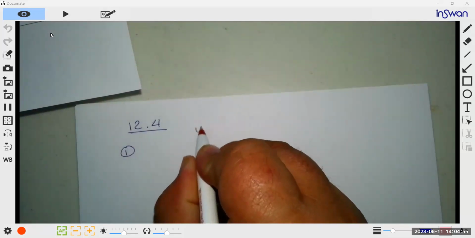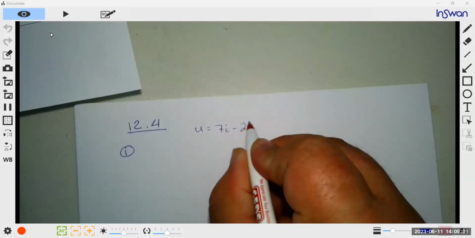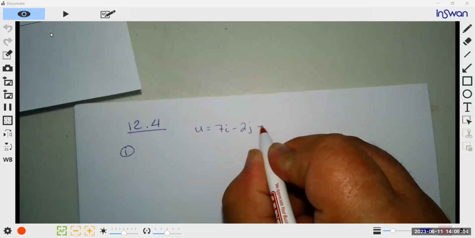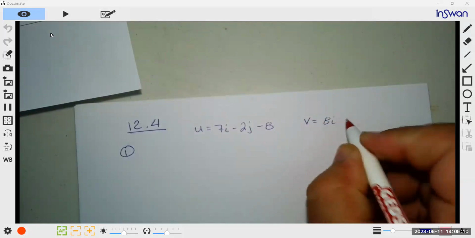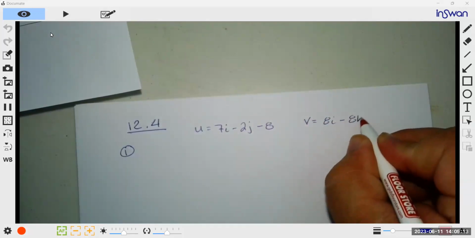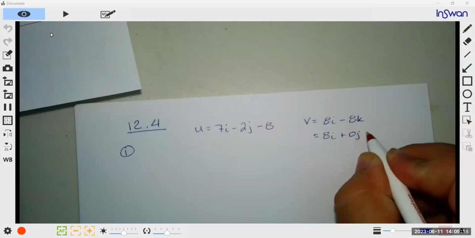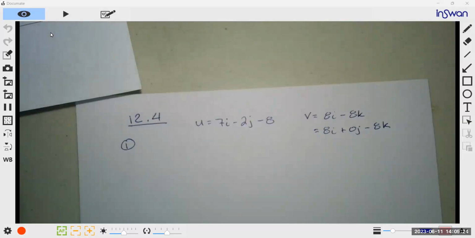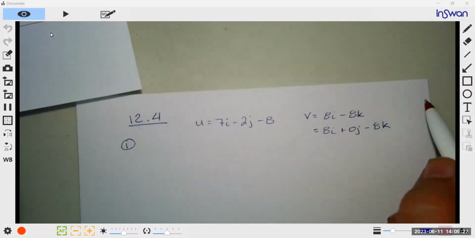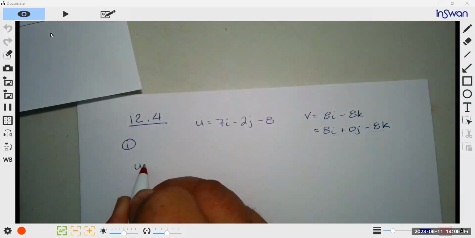So we're saying that u is equal to 7i minus 2j minus 8k, and v is equal to 8i minus 8k. Be very careful because there's no j's. The quickest mistake students make is when they see this, they think it's i and j, there's no k. So it's easier if you do it this way when you start dealing with cross products. So the first one we're looking at is u cross v.